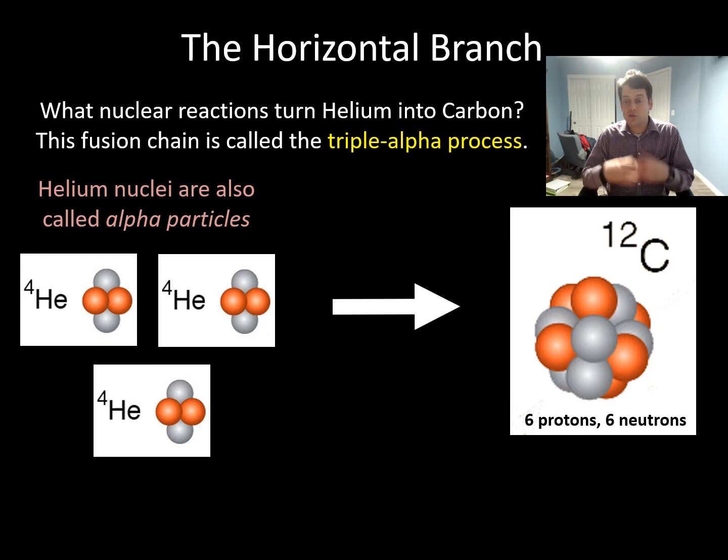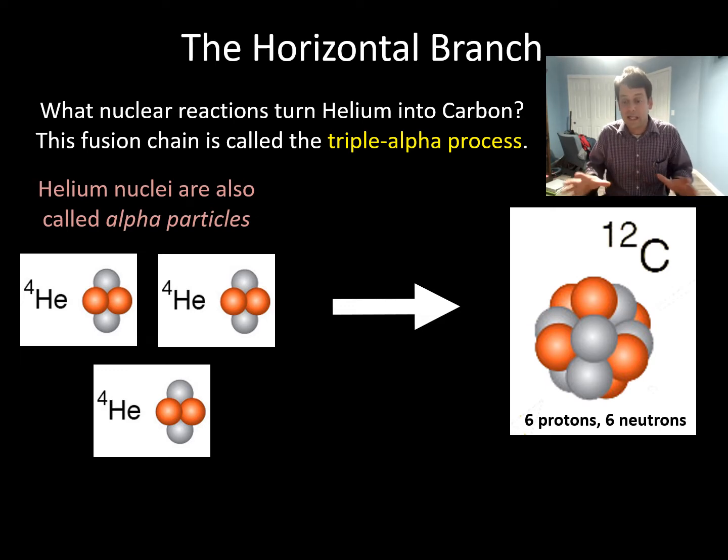And so this triple alpha process, which fuels stars in the horizontal branch, at the highest level, is a process in which three alpha particles are fused together to form a carbon-12 nucleus.